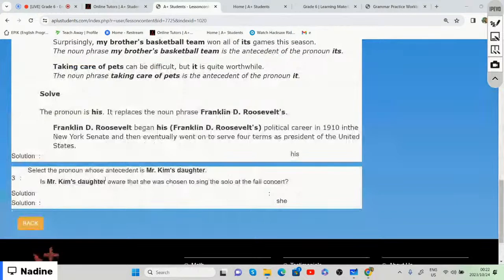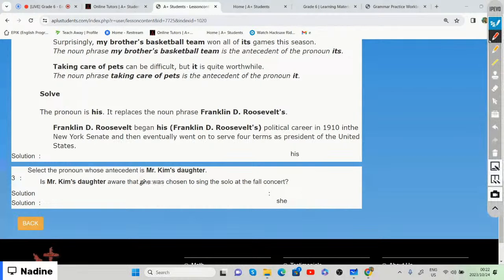And then we need to select the pronoun whose antecedent is Mr. Kim's daughter. Is Mr. Kim's daughter aware that she was chosen to sing the solo at the fall concert? If we were to identify the pronoun, we can say it is she. She is the pronoun, and Mr. Kim's daughter is our antecedent.